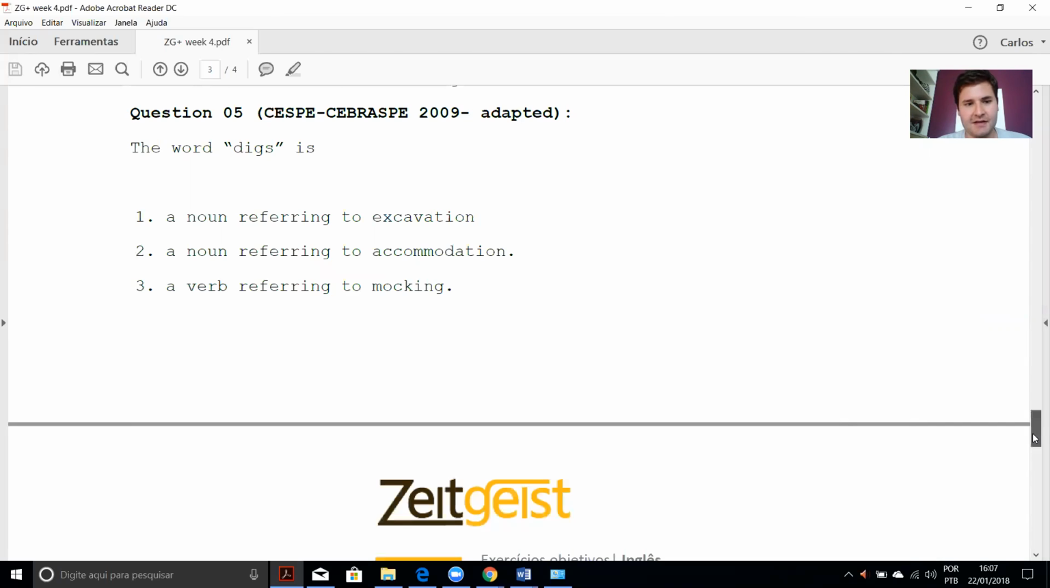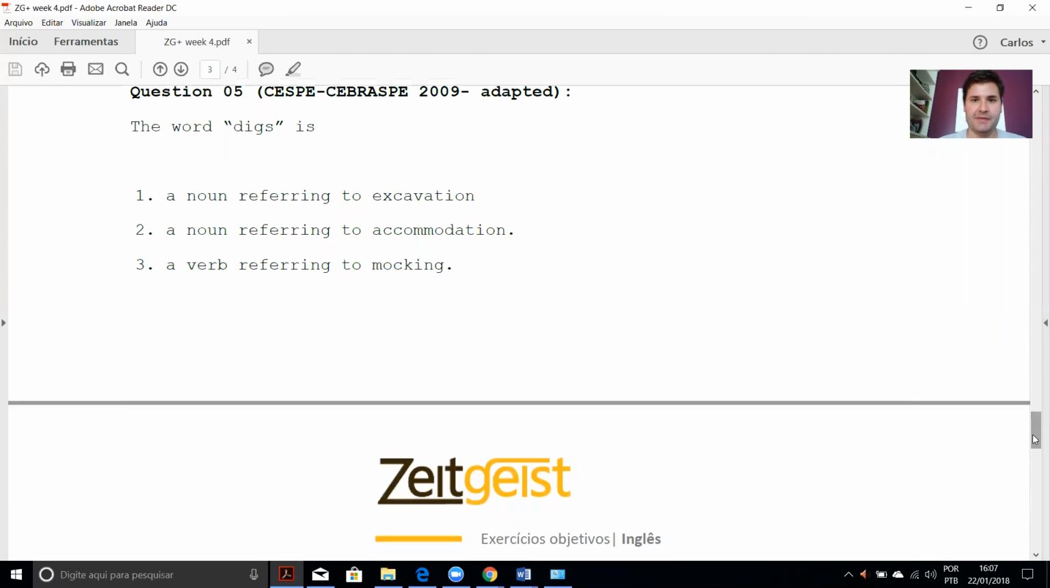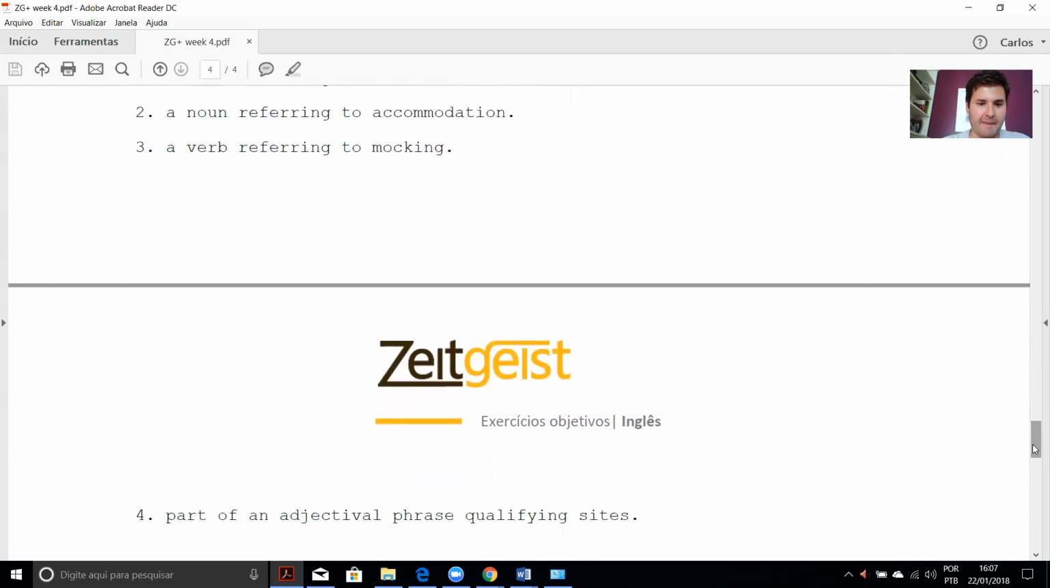You can also say you dig somebody, meaning that you like somebody. It's another slang, an idiomatic expression. If you dig somebody, especially in the United States, you can say, "Oh, I dig that." You mean you like something. I dig it. Okay, but this is not the case here. Part of an adjectival phrase qualifying sites. No. It's also referring to the dig itself.